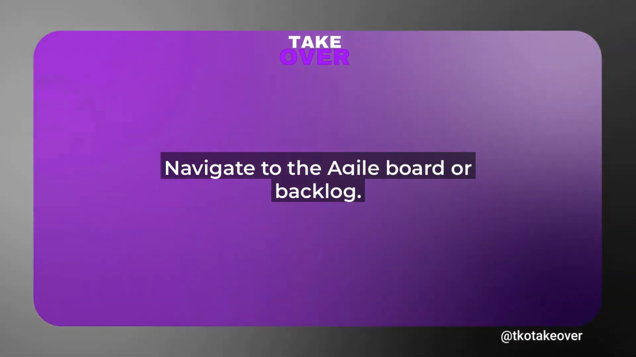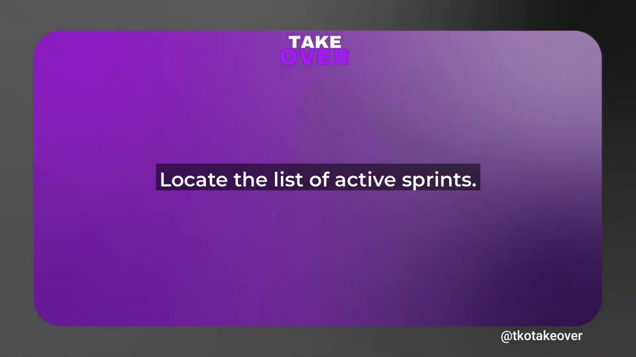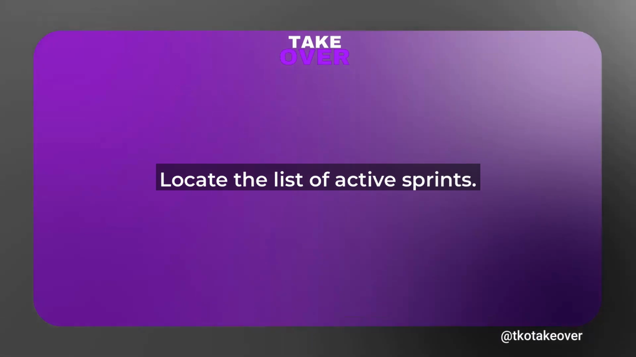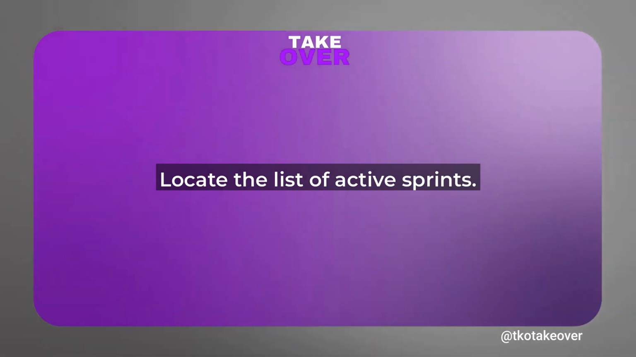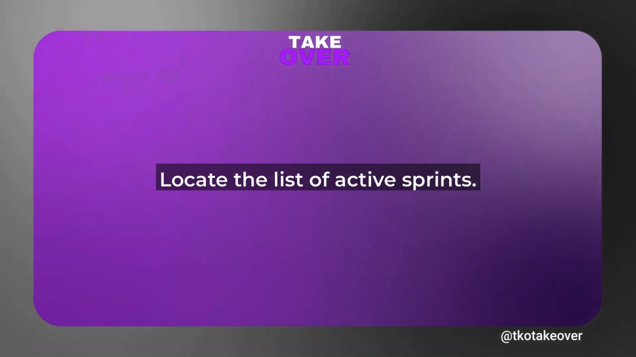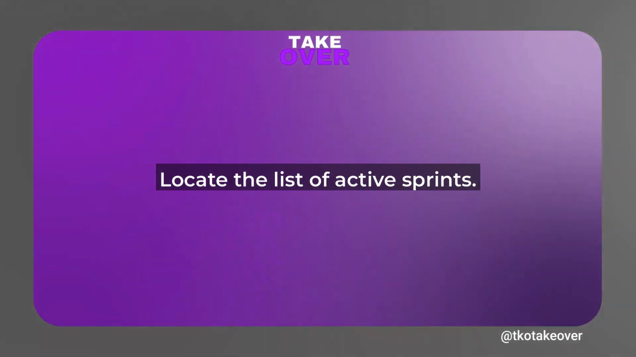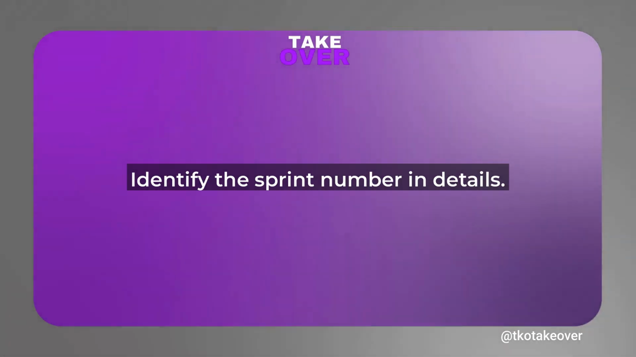Now, on the board view, you'll see a list of sprints. These are typically displayed as cards or in a sidebar. Scroll through until you find the one you're interested in. The sprint number is usually part of the sprint name, like Sprint 5 or Iteration 2025-03. If it's not obvious, click on the sprint to open its details page. There, you should see the full identifier.